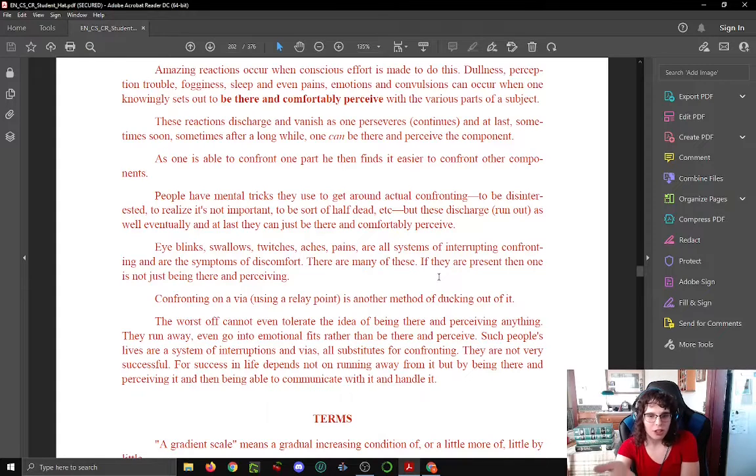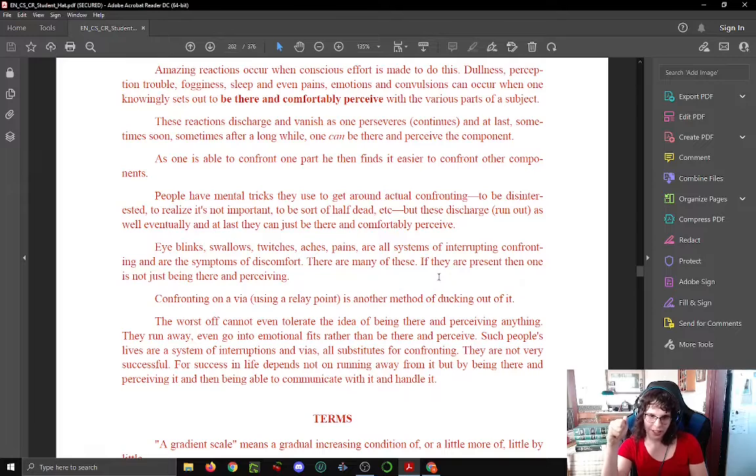All of these are such common things that happen so often that for this to mean you can't confront a subject is completely crazy. Can you imagine sitting there, blinking, swallowing, twitching, and having aches and pains, and someone says to you that you are not confronting the subject properly? That makes no sense and causes people to fake their reactions.